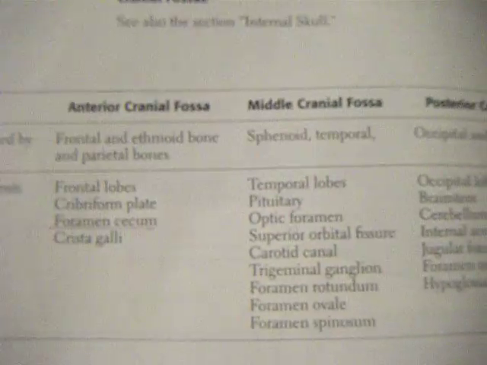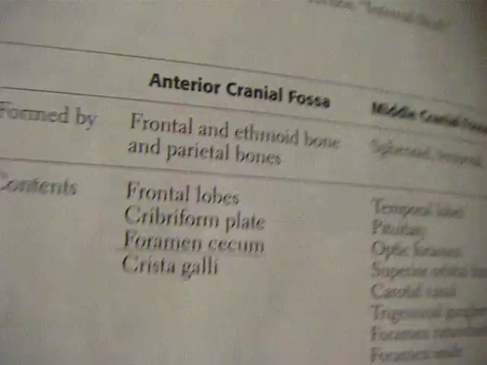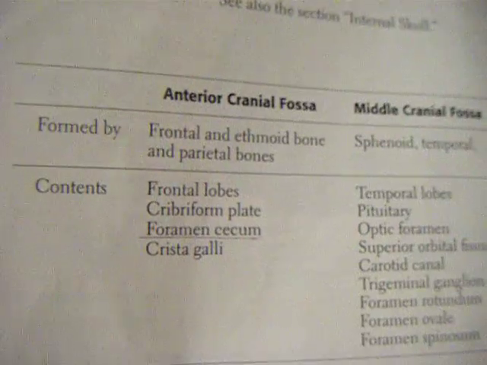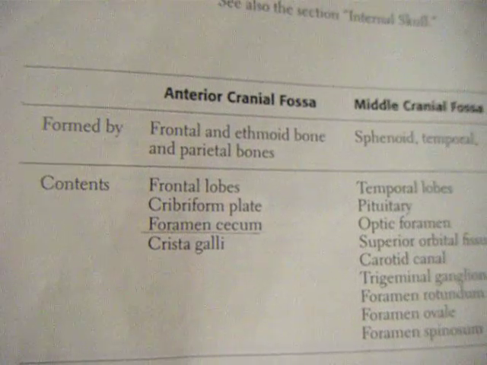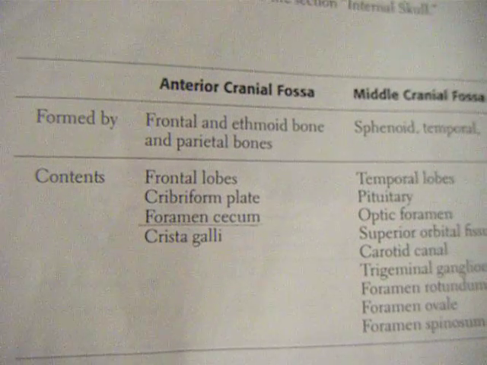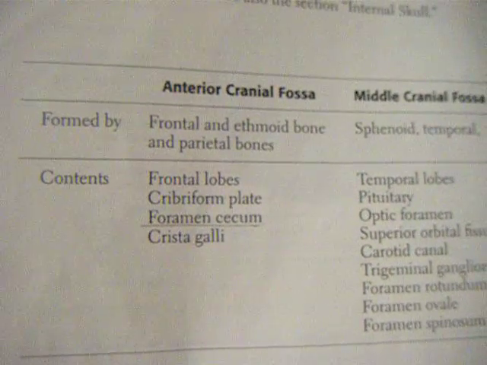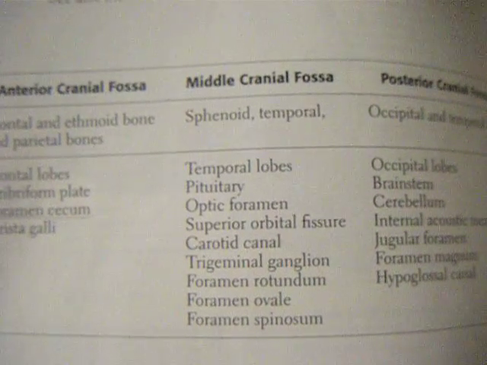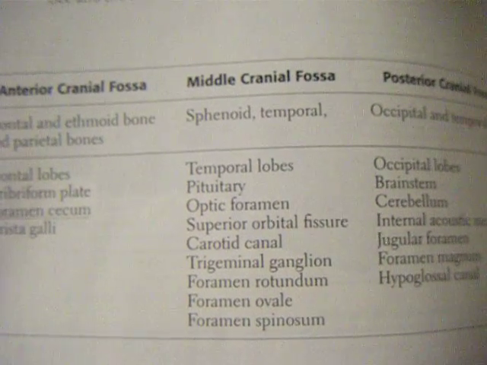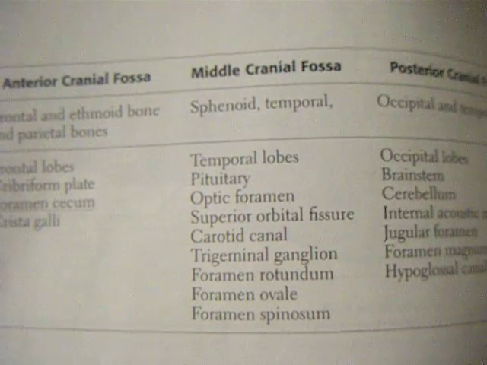Now the anterior cranial fossa, middle cranial fossa, and posterior cranial fossa. The anterior cranial fossa is formed by frontal, ethmoid, and parietal bones. The contents of the anterior cranial fossa are the frontal lobes, cribriform plate, foramen cecum, and crista galli. Middle cranial fossa is formed by sphenoid and temporal bone.